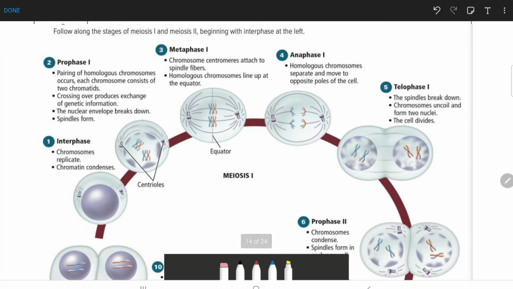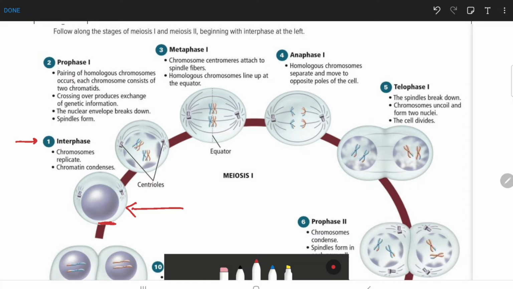This diagram is really very important. Why? Because it has the identification of diagrams and the reasons why we do it. So, for example, if this diagram is given to you in the exam, what will you name it? Definitely interphase. Why? Because the chromosomes are replicating and the chromatin has started to condense. The spindle fibers are almost near the poles, and you can still see the nucleus.